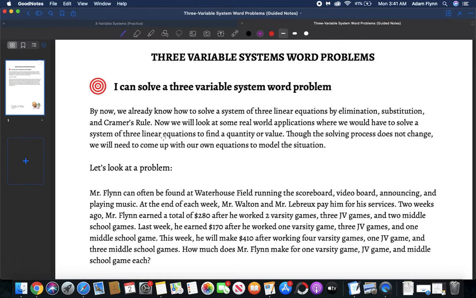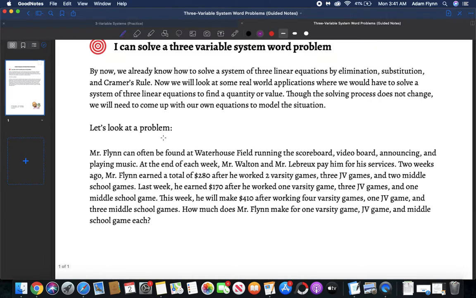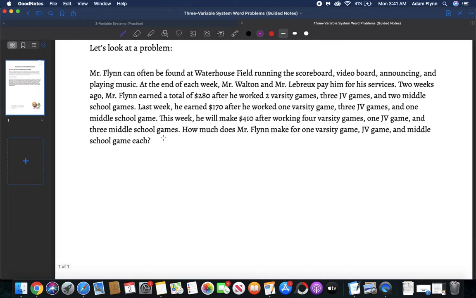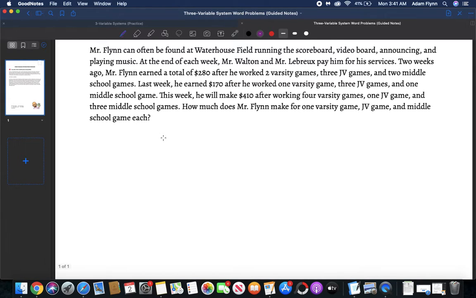Okay, so I think the best way to go over how to do these types of problems is to look at a problem. So this problem: Mr. Flynn can often be found at Waterhouse Field running the scoreboard, video board, announcing, and playing music. At the end of each week, Mr. Walton and Mr. LeBrew pay him for his services.